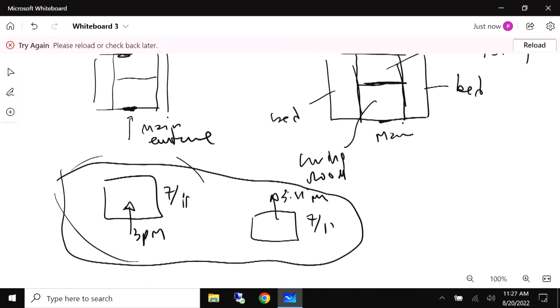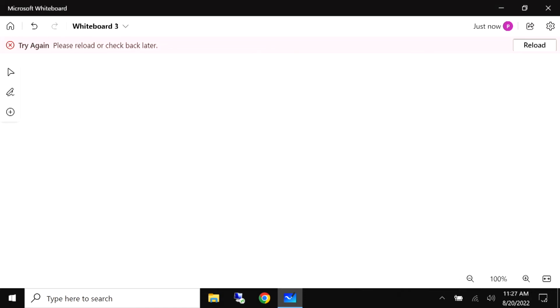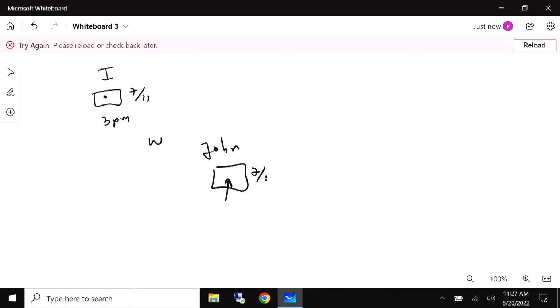So let's look at an example. If I say, for example, I was inside the 7-Eleven store at 3 p.m. when John walked into the 7-Eleven store through the main door with a gun. I decided to leave the store through the rear door at, I don't know, 15 minutes later.